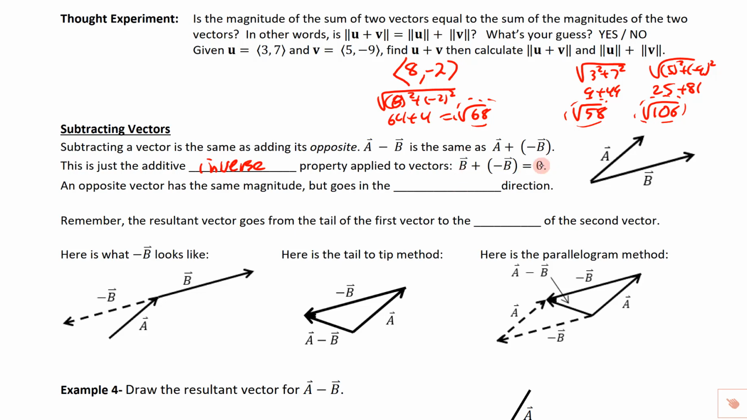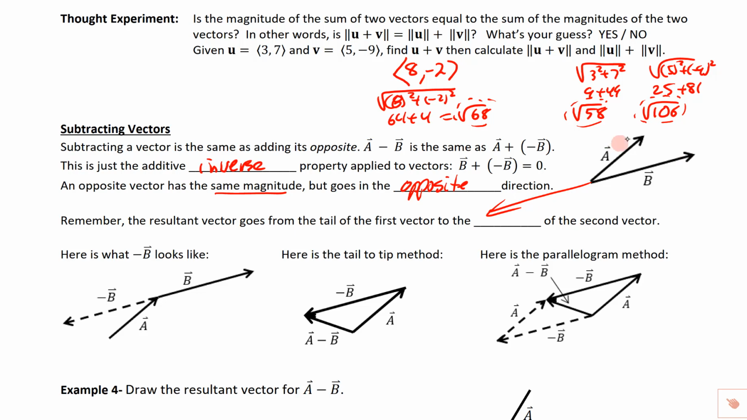They're exact opposites. Okay, so an opposite vector has the same magnitude, so we keep the same size, but it goes in the opposite direction. So here's what we do on a problem like this. And again, I'll show you the tail to tip method and the parallelogram method. Vector B actually has to go in the opposite direction. So vector B needs to go this way.